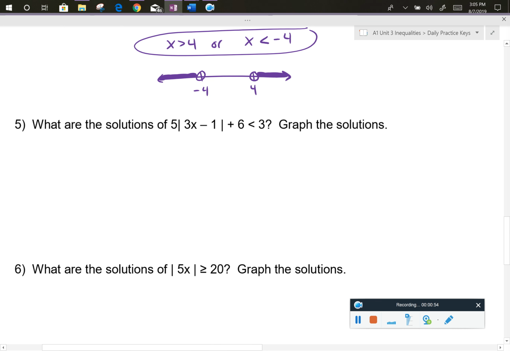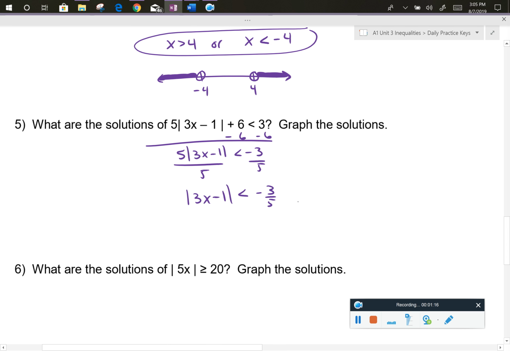The next one, we have to start by isolating the absolute value as well. We're going to start by subtracting 6. So we have 5 times the absolute value of 3x minus 1 is less than negative 3. We're going to divide both sides by 5. So we have the absolute value of 3x minus 1 is less than negative 3/5.